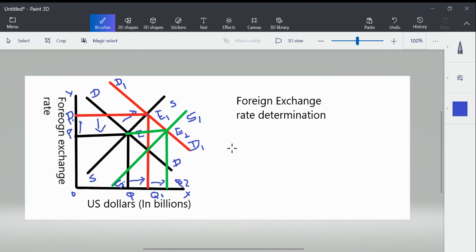Similarly, now I want you to draw different possibilities. What happens to the exchange rate when demand increases and supply becomes constant, supply increases and demand becomes constant, etc.? I'll give you some work on this. Please check the post updates in Google Classroom.